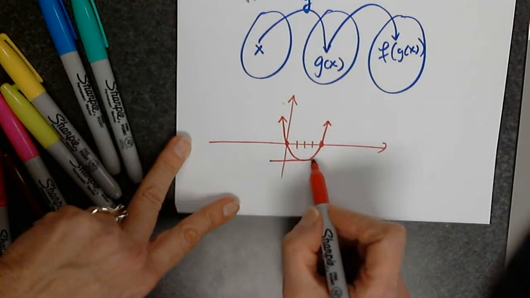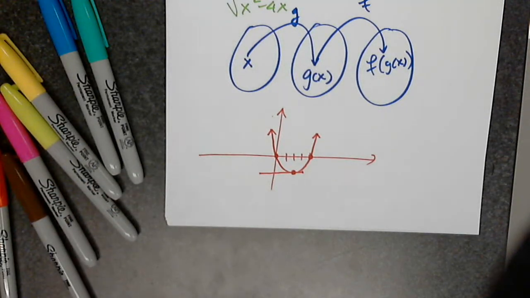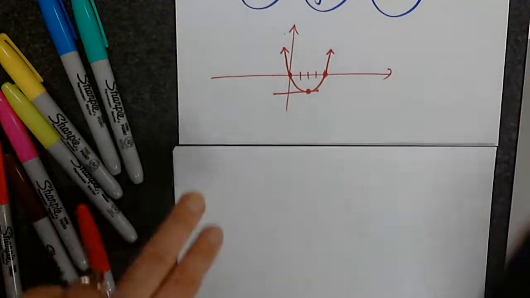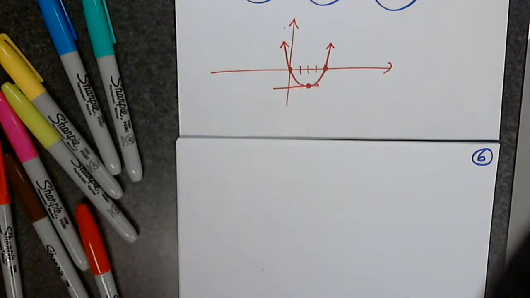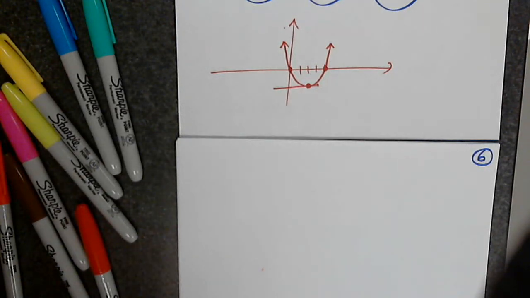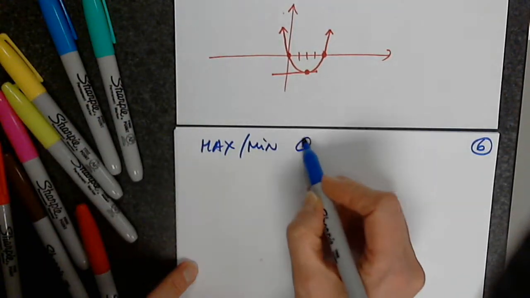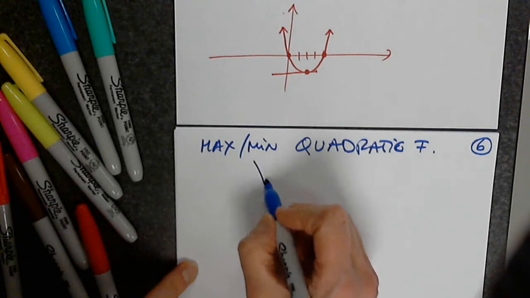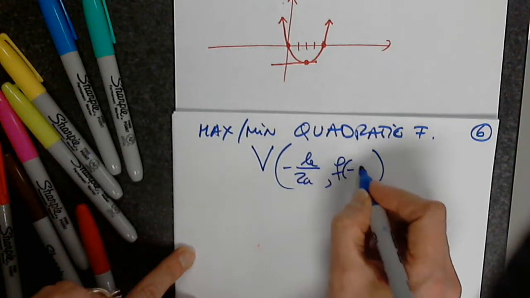Now the question is, what is the minimum? Anyone remembers how to determine the minimum of a quadratic function? From the previous course, anyone? Do we remember how to find the minimum or the maximum of a quadratic function? Okay, let's write this. The max or min for a quadratic function is given by the vertex: negative b over 2a, and f of negative b over 2a.